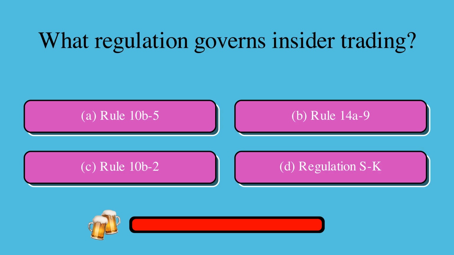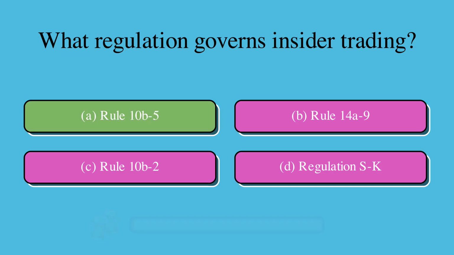What regulation governs insider trading? Is it A. Rule 10b-5, B. Rule 14a-9, C. Rule 10b-2, or D. Regulation S-K? The correct answer is A. Rule 10b-5.